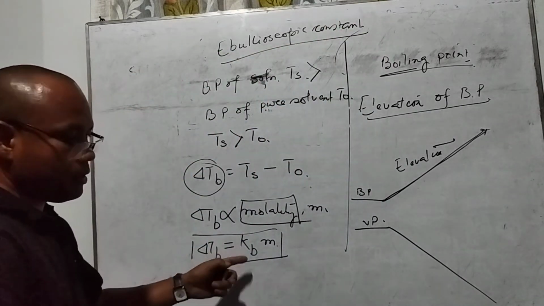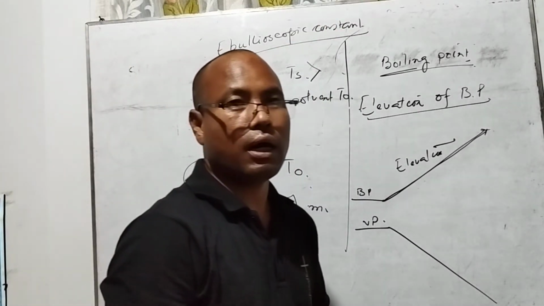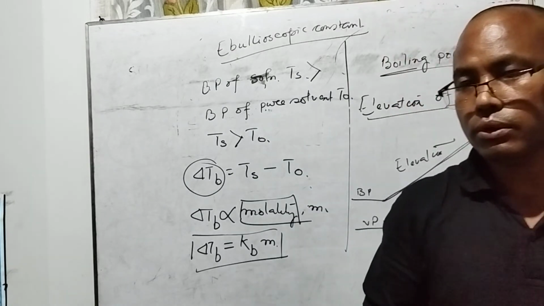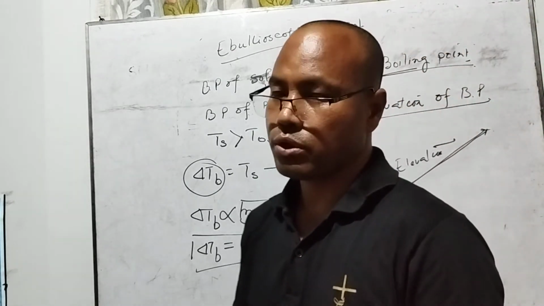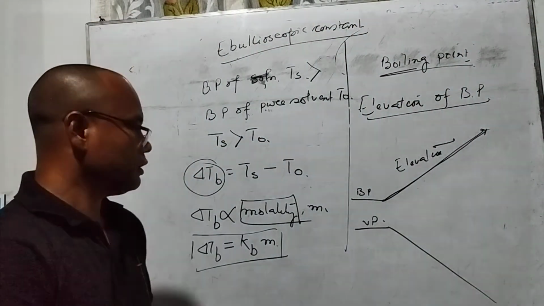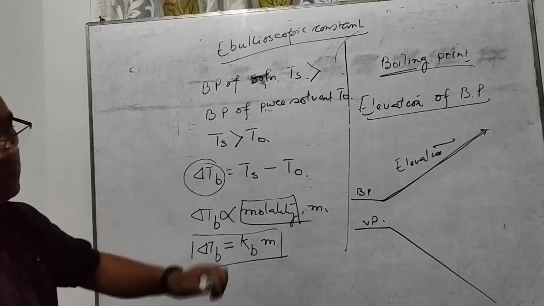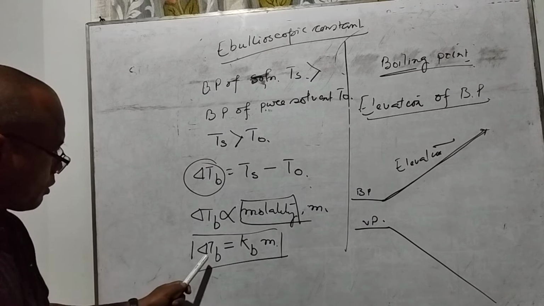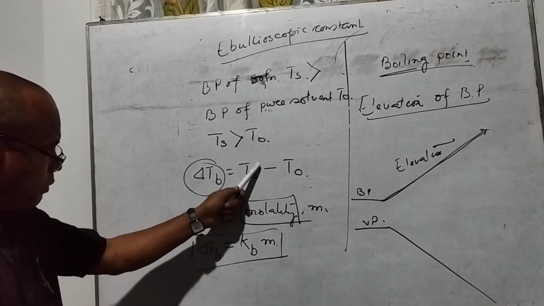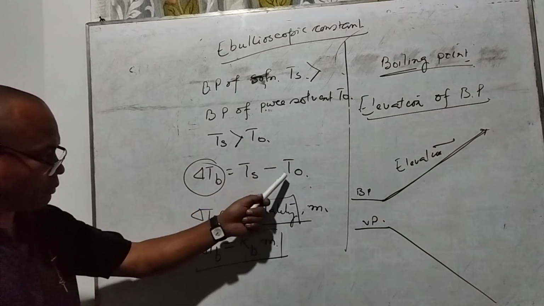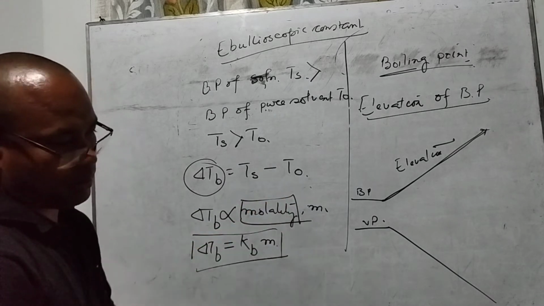This Kb is what we call the molar elevation constant, or the ebullioscopic constant. Here, this is what we call the elevation of the boiling point. What is the elevation of boiling point? It is the difference between the boiling point of the solution and the boiling point of the pure solvent, right?